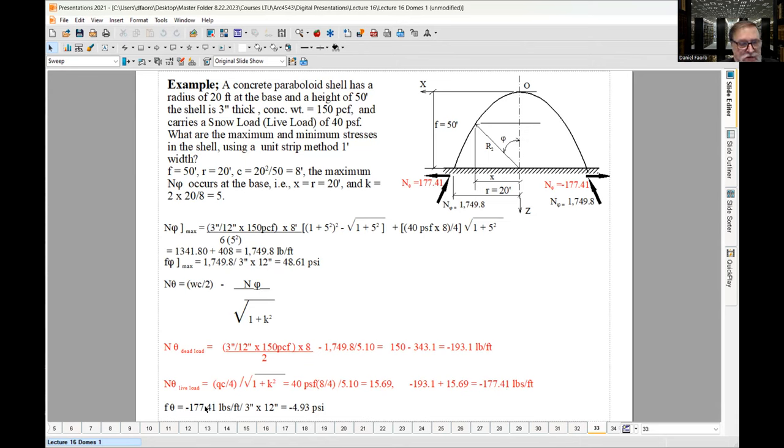Our stress is force divided by area. We get a tension stress, negative 4.93 PSI, not very large, probably not needing much steel at all on the bottom. Now, what happens if this got shallower in profile? Well, this value would go up. So we're going to get larger magnitude forces and more steel reinforcing.